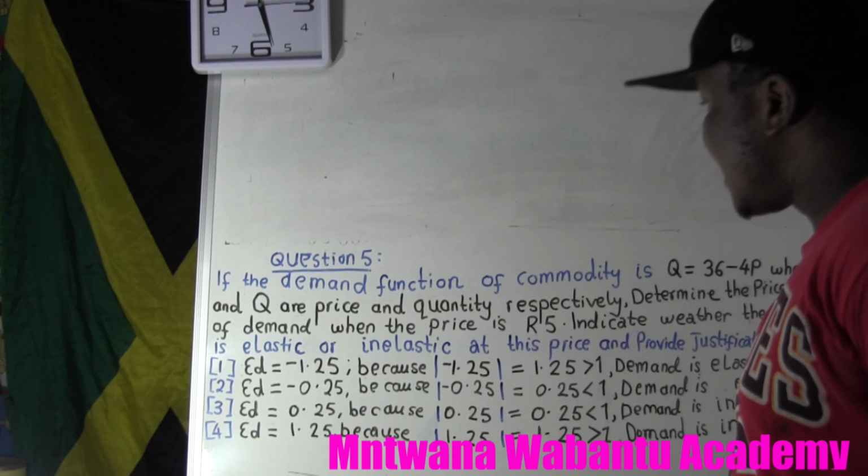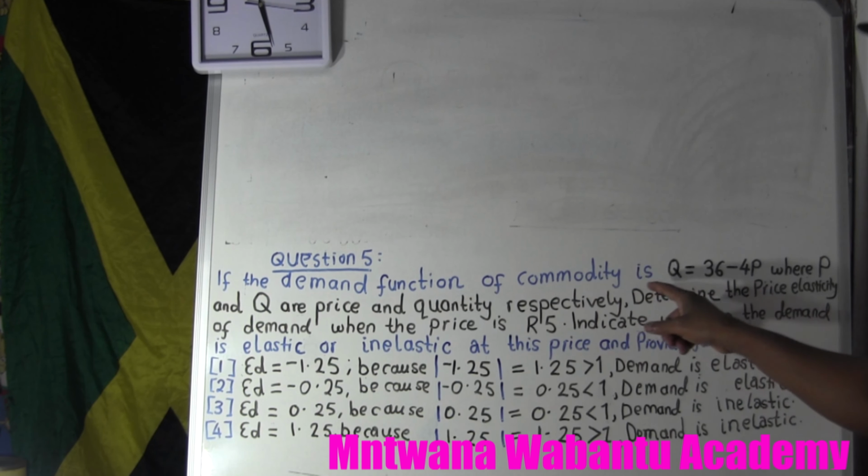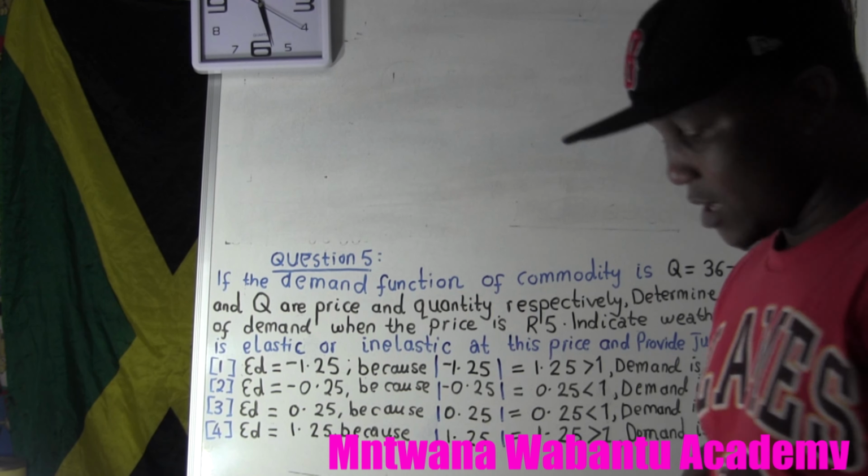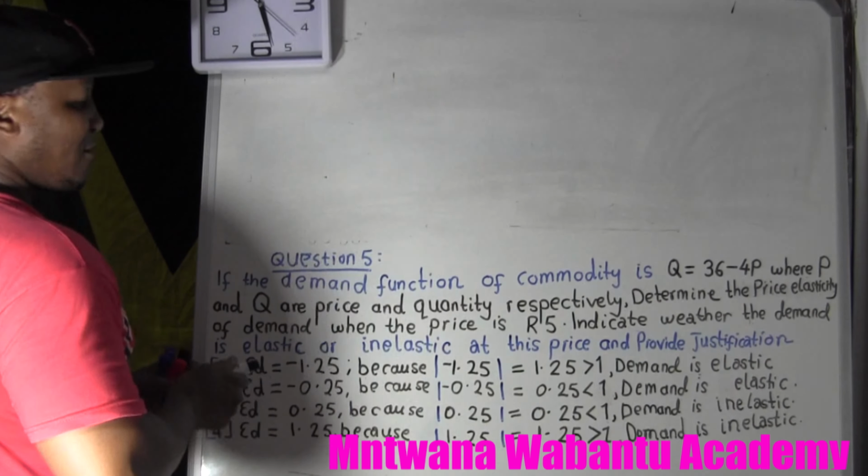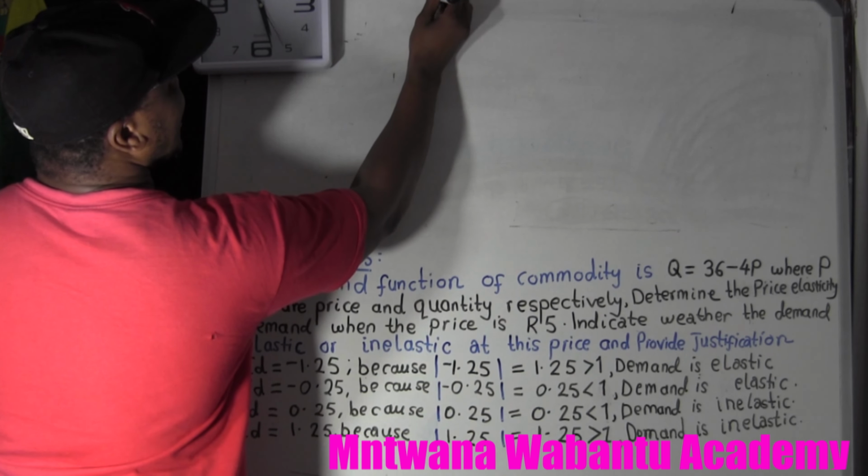So question number 5, they say the demand function of the commodity, the demand for the commodity, Q equal to 36 minus 4P. Okay, so we have a demand function. So I'm going to say my quantity given equal to 36 minus 4P.